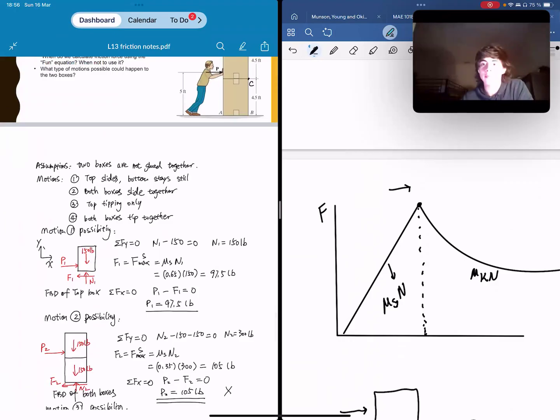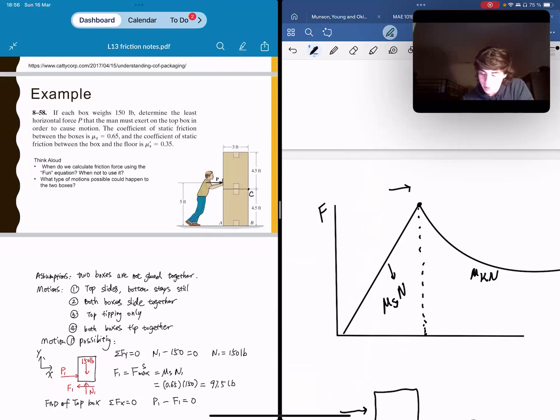Maybe it's important for me to, I should go faster. In these examples, since it's two rigid bodies, there are multiple cases. There are actually four cases. The first case is that the top slides and the bottom stays still. That is the most common case, somebody will think, especially if you're pushing from the box on top. Then both boxes slide together. That is the case in which the friction between the two boxes is way too big, so the friction at the bottom is smaller.